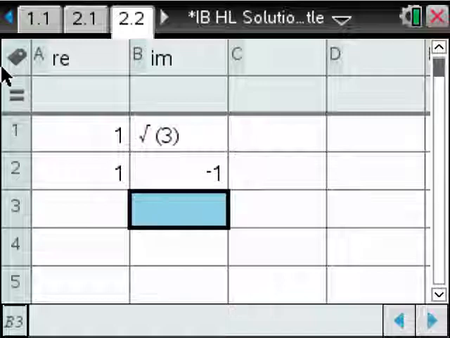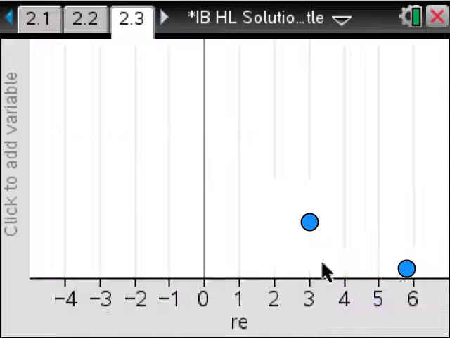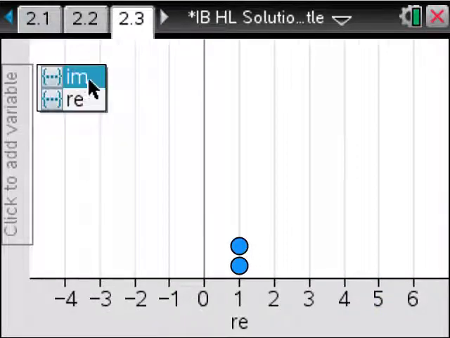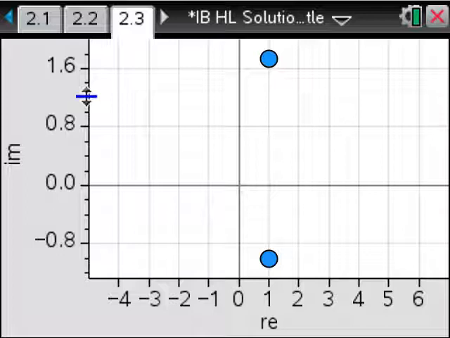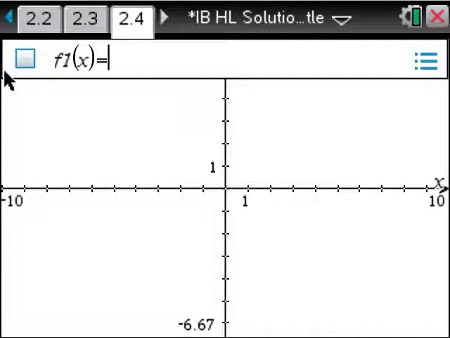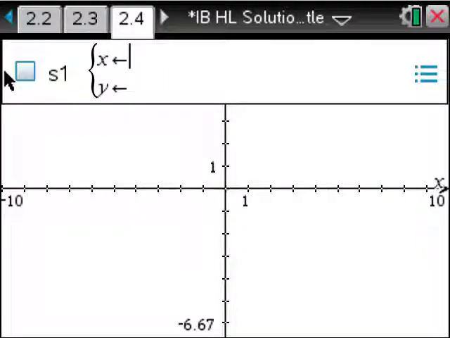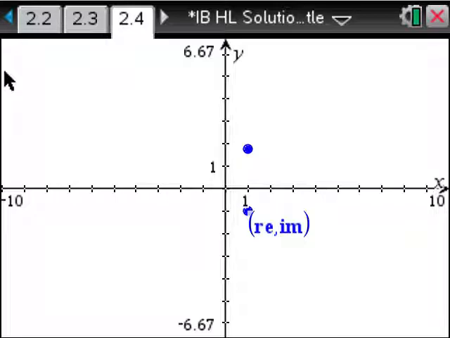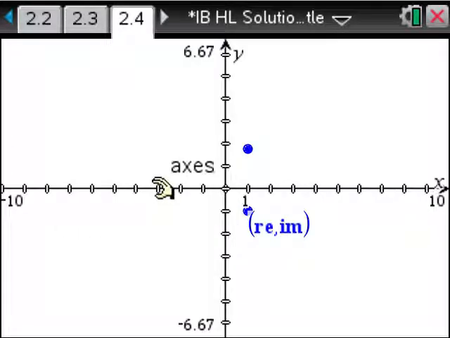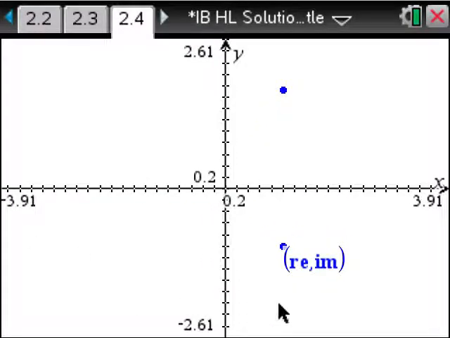Now what we could do is just check that everything's fine by quickly going to a data and statistics page, and if I plot the reals along the bottom and the imaginaries up the side, there's my Argand diagram with the 2 points plotted, but the scales aren't great here, and so I'm just not going to use that page at all. I'm going to go straight ahead to a graphs page. I'm going to press menu, do graph entry edit and go to scatter plot, and I'm going to look at my real numbers and my imaginary numbers, and I've got the 2 points plotted there. Top one is u and the lower one is v. If I just rescale the axes, it will make it just a little bit bigger.